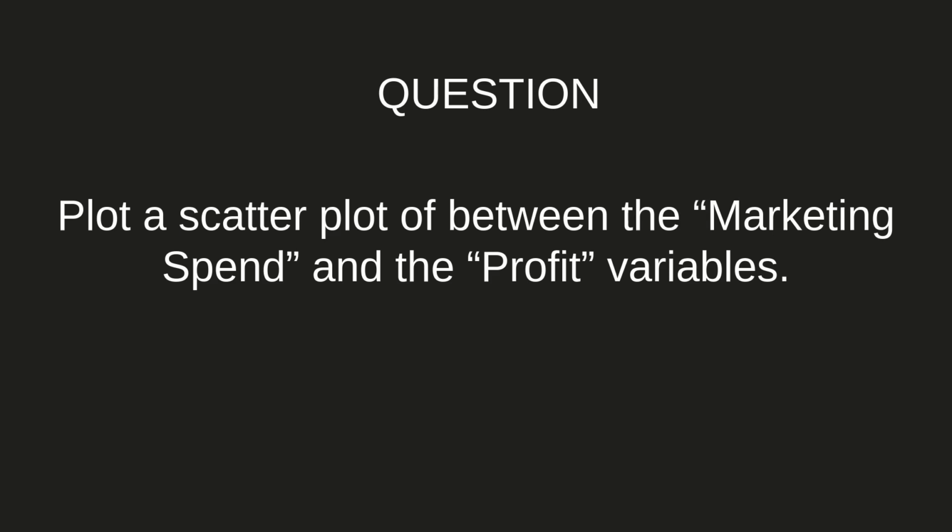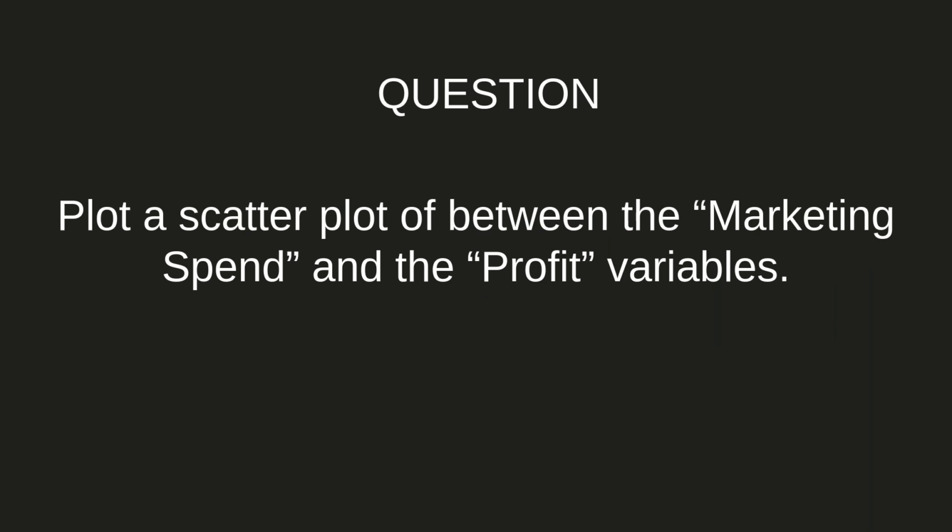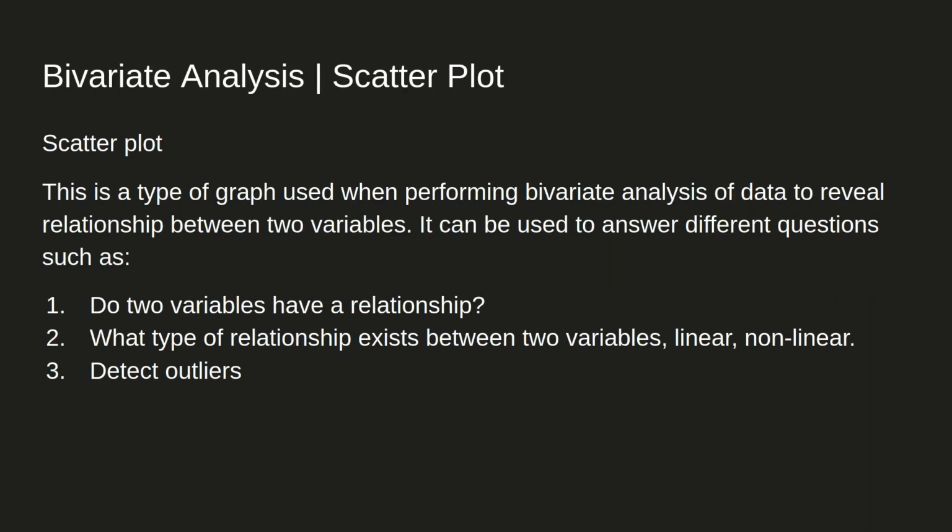Once we've done that, let's look at bivariate analysis and talk about what a scatter plot is, because that's what we are trying to plot here, right? So let's look at what a scatter plot is and then jump into the solution. A scatter plot is a type of graph used when performing bivariate analysis to reveal the relation between two variables. When you want to see the relation between the two variables, whether it's a linear relationship or there is no linear relationship existing between them, then the best plot to use is a scatter plot.